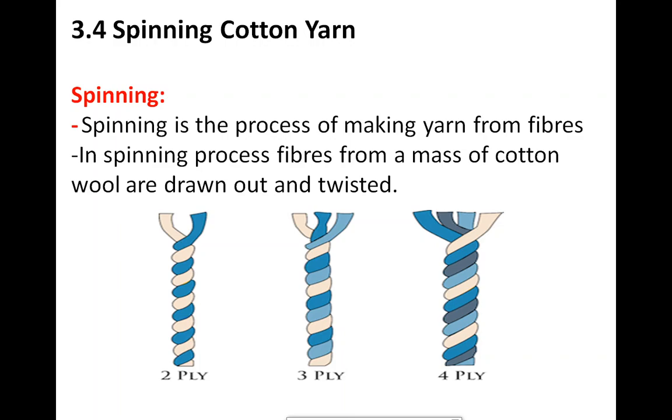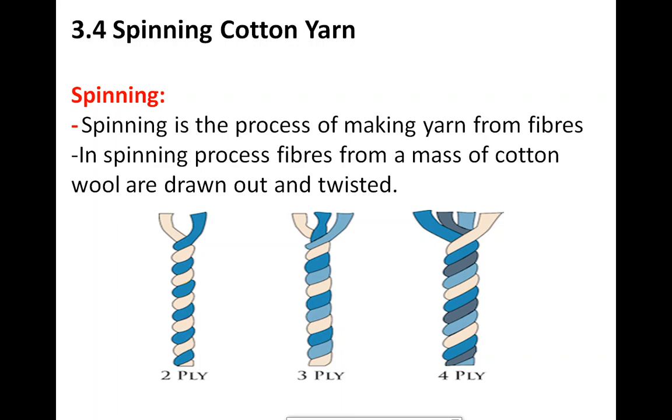So the first point is 3.4 from your textbook, that is spinning cotton yarn. Spinning means what? Just see that. Spinning is the process of making yarn from fibers, and in the spinning process fibers from a mass of cotton wool are drawn out and twisted. Now what are we actually doing in spinning? In this process, we take out the fibers from a mass of cotton wool and start twisting.